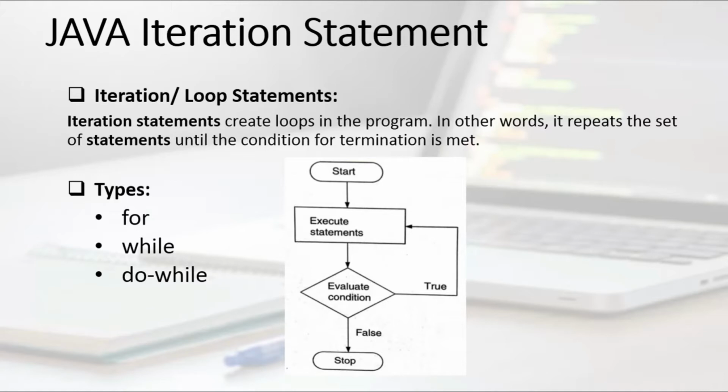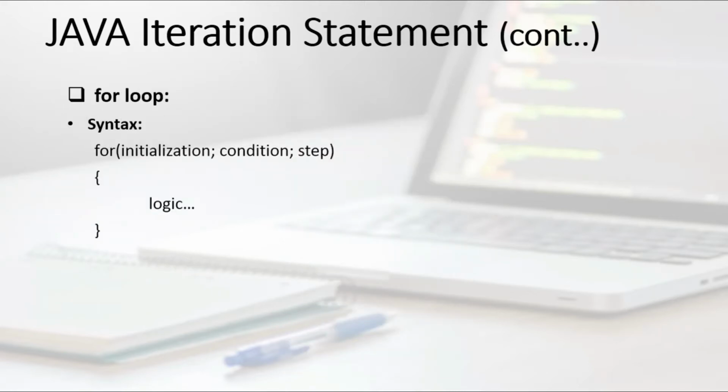The diagram shown in front of your screen shows a loop structure that runs a set of statements until a condition becomes true. There are three basic types we can define in a loop statement. The first one is a for loop, the second one is a while loop, and the third one is a do while loop. So let's take the first, the for loop.